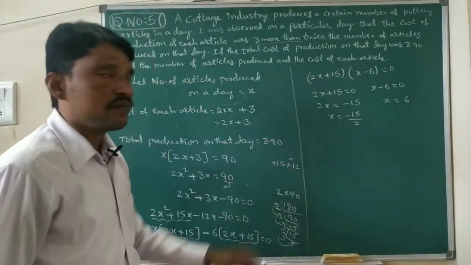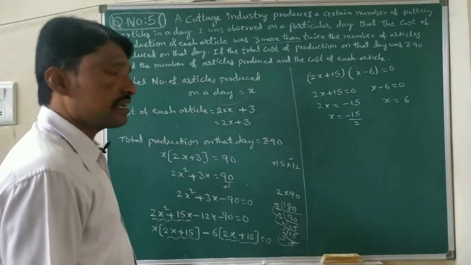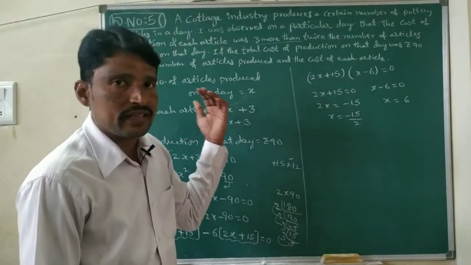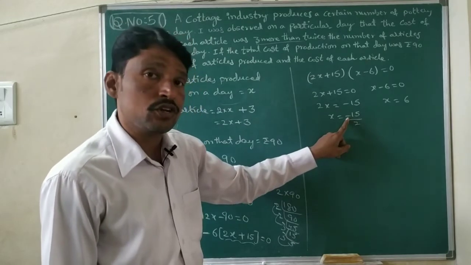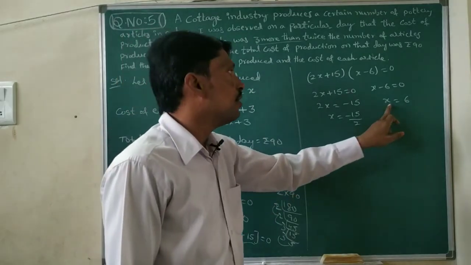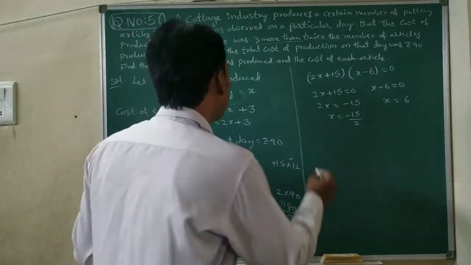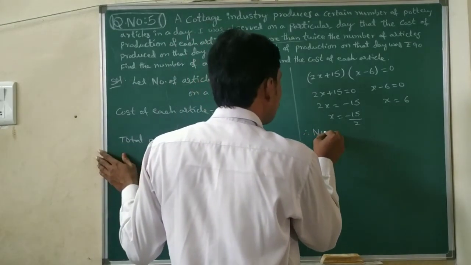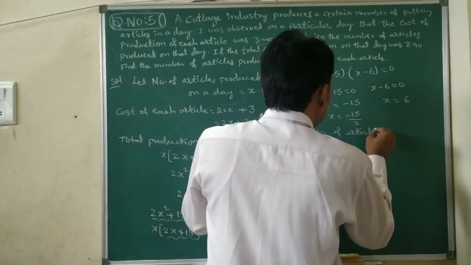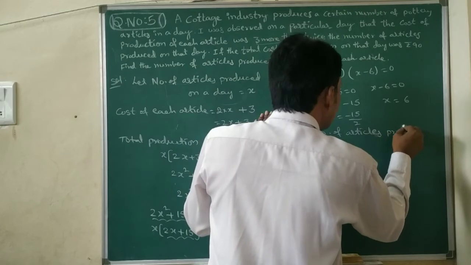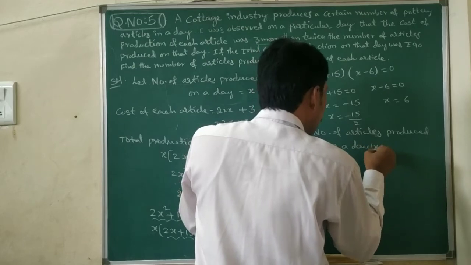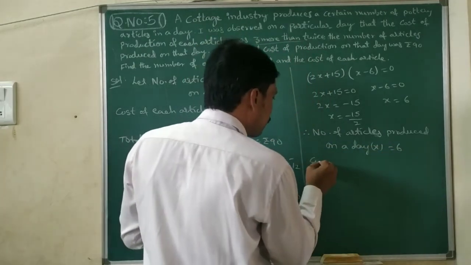So here x means the number of articles we took. The number of articles can never be a fraction, and it also can't be negative. Number of articles will be positive only. So here the x value we need to take is 6. Therefore, the number of articles produced on a day is x equal to 6. Cost of each article also we need to find.